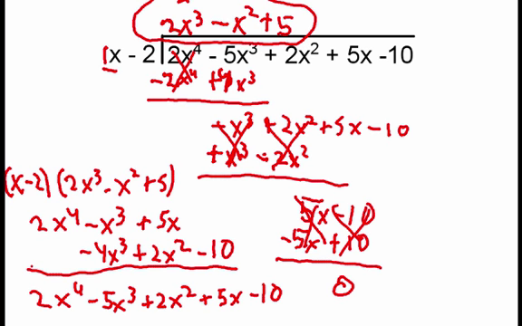So now you've seen how to take a polynomial and divide it by a binomial. All you do, take the first term in your binomial, see how many times it goes into each term in your trinomial. Multiply it out, do your subtraction. It is just like regular long division, except that both your numerator and your denominator are polynomials.